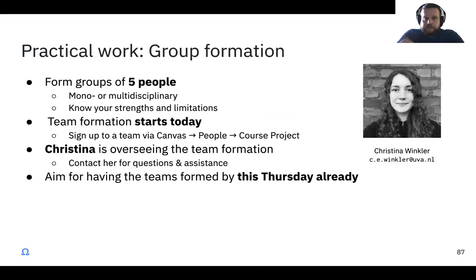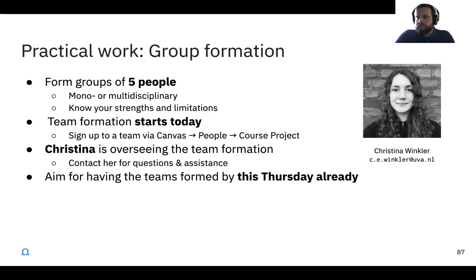What is very important, the group formation for the practical starts now. So please form groups of 5 people ASAP. They can be mono or multidisciplinary, but if they're monodisciplinary, know your strengths and limitations. So if you're, let's say, not so heavy on programming, then you might want to avoid heavily implementational work. The team formation starts today, so you can sign up to a team via Canvas.